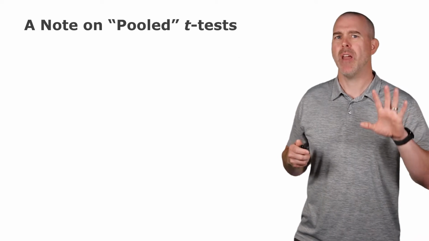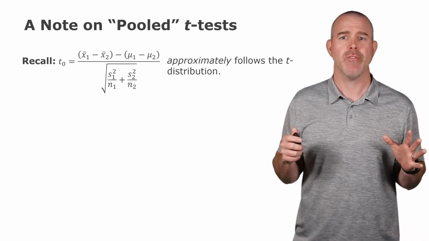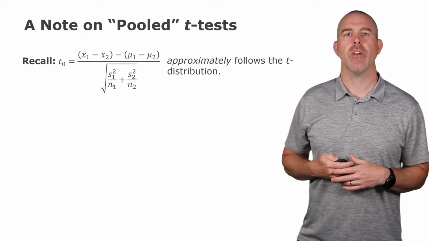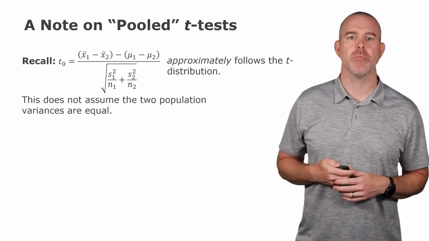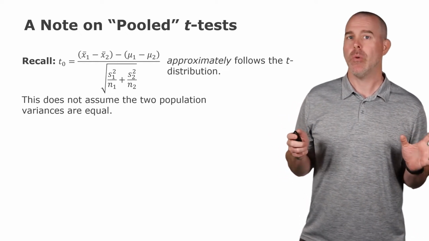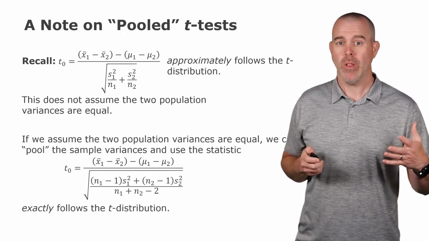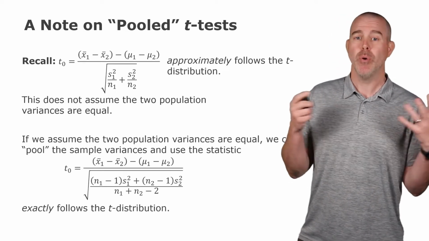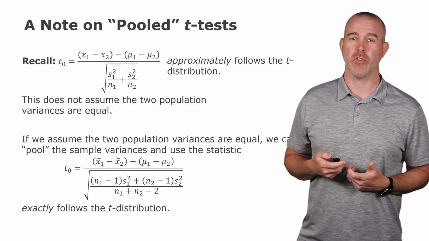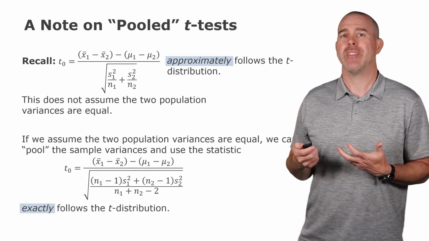Now, a little note on pooled t-tests. This is a little theoretical, just for completeness' sake. So we had this t-value that approximately follows the t distribution. It doesn't assume that the population variances are equal. Now, we could assume the population variances are equal, and then you can create this statistic, pooling the variances together, and this one exactly follows the t distribution. Okay, so approximately versus exactly.